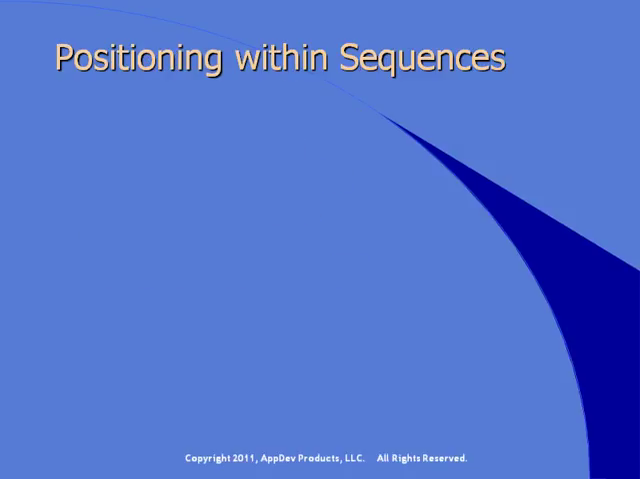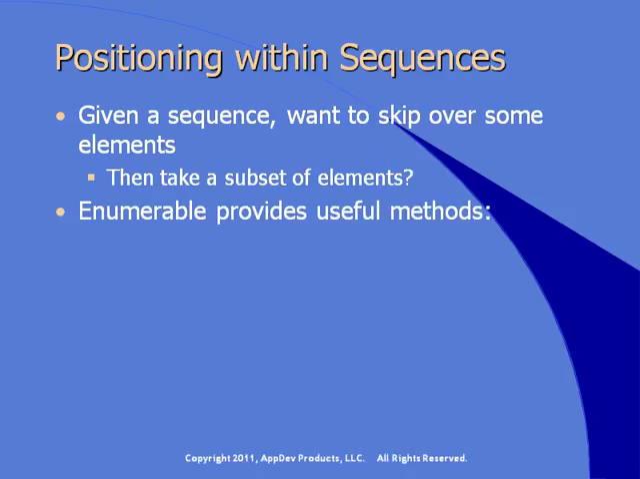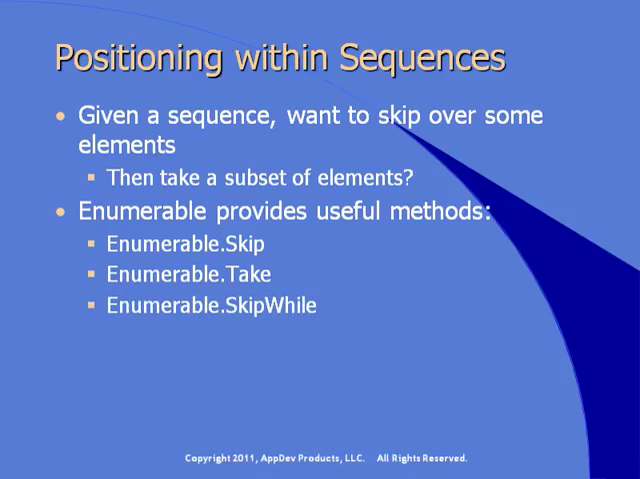You might want to position within a sequence. Given a sequence, maybe you want to skip over some elements, then take a subset of the elements, like skip ahead 20, then take 5. You can use any of these methods. There's the skip method, which skips ahead a certain number of items. There's the take method, which takes a certain number of items. There's skip while, which skips ahead through a collection while some condition is true. And then there's the take while method, which takes items from a collection while some condition is true. Let's try some examples that show off converting sequences and positioning within sequences.